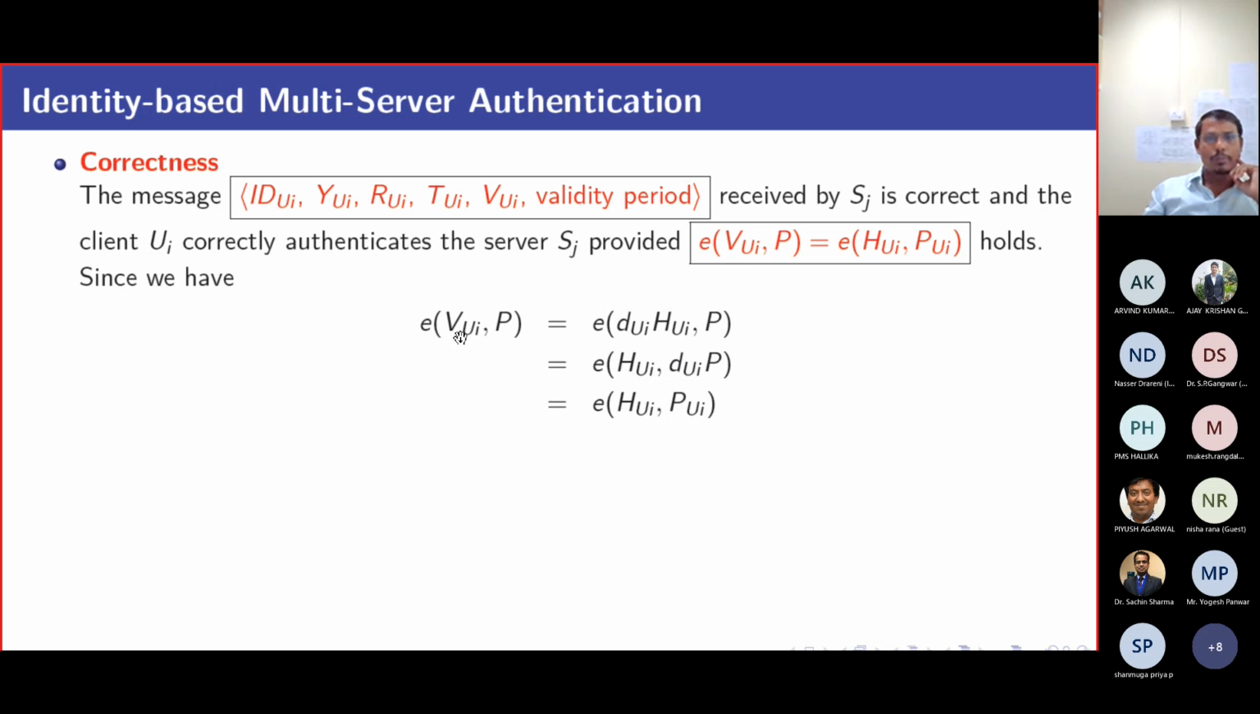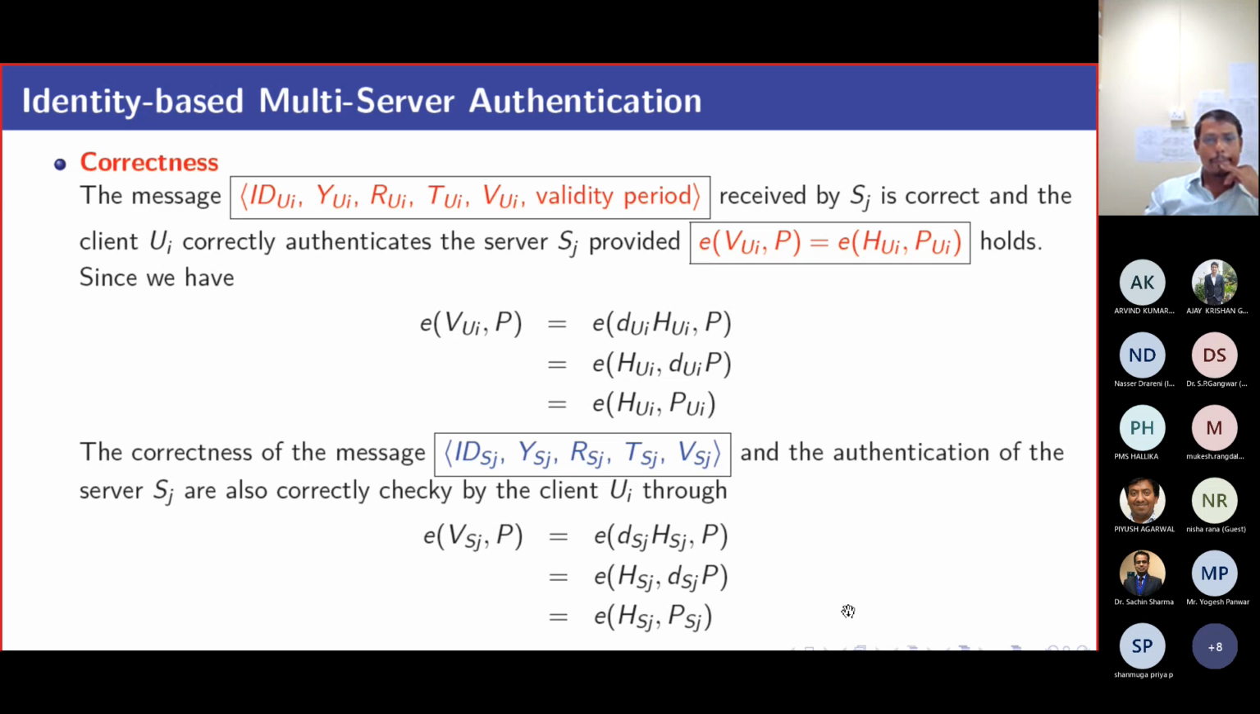So here you see the value of BUI is equal to DUI times HUI, right? As per the pairing property, DUI goes out here and then comes back to here. So this is HUI and this is DUI into P, that is PUI. So this was the verification equation. And yes, it is correct. The same is true for the server.